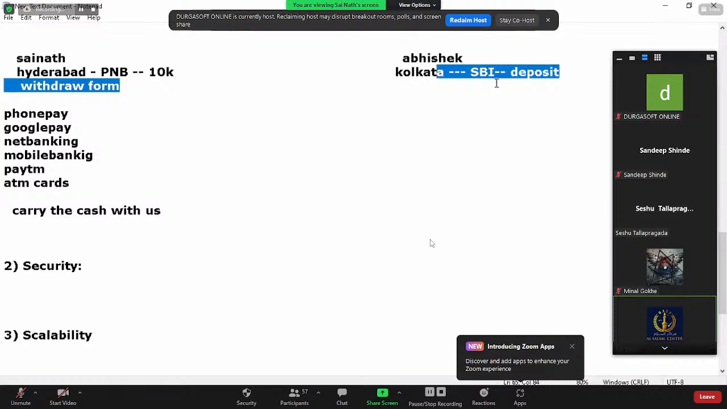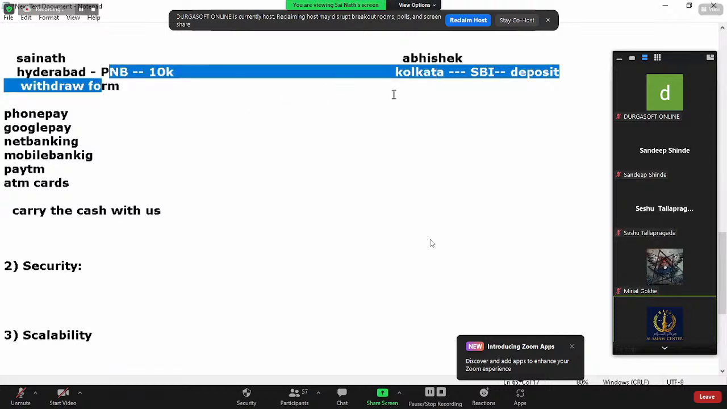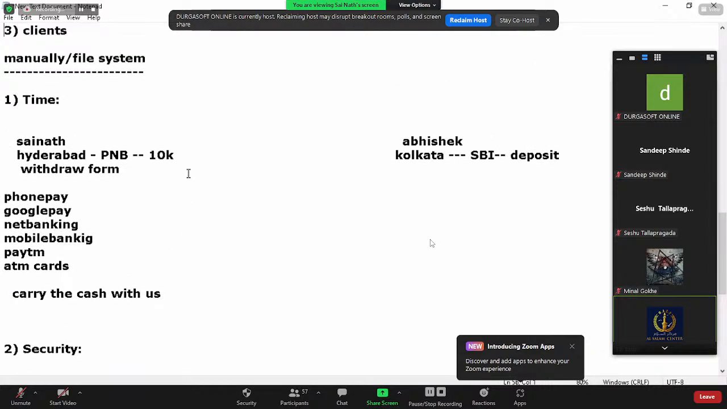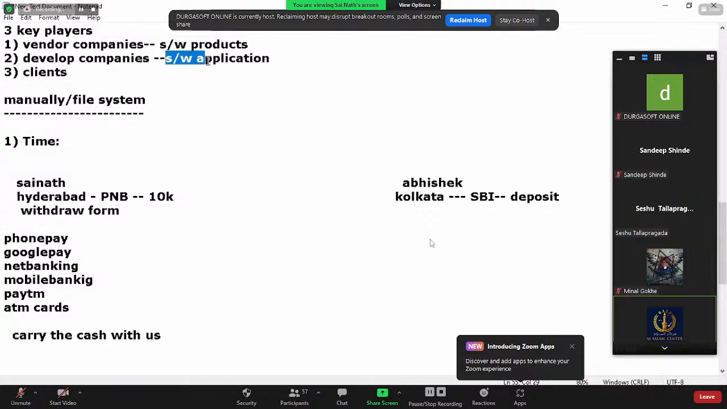Why? Because 40 years back, 30 years back, every bank, every branch was working independently. One bank and one branch is in no way related to the other bank and other branch. Every bank, every branch working independently. That is a long back story. Once the software boom came into the market, we can integrate all the branches so that we can easily transfer the funds from any bank to any bank, from any branch to any branch across the globe. This is all about scalability. This kind of scalability, we can achieve through software applications.